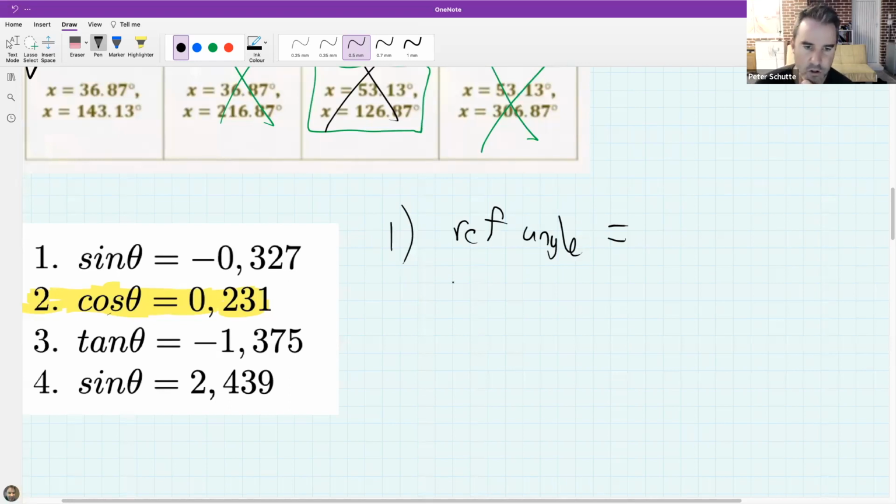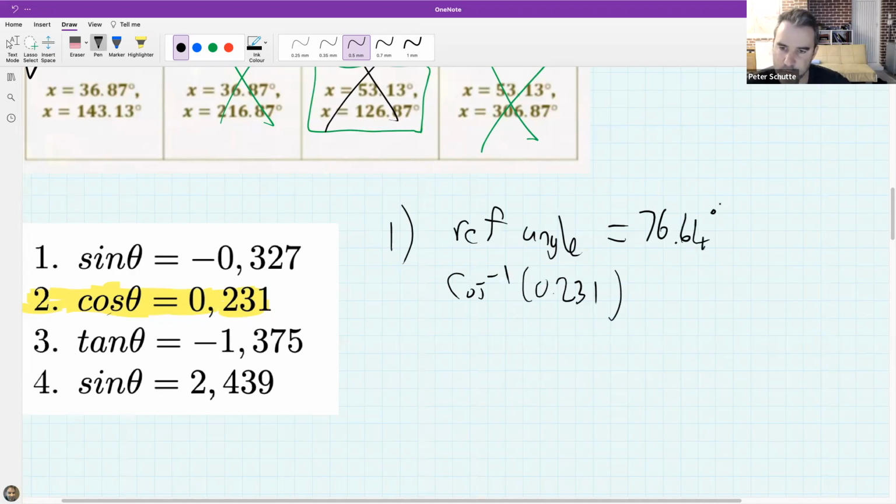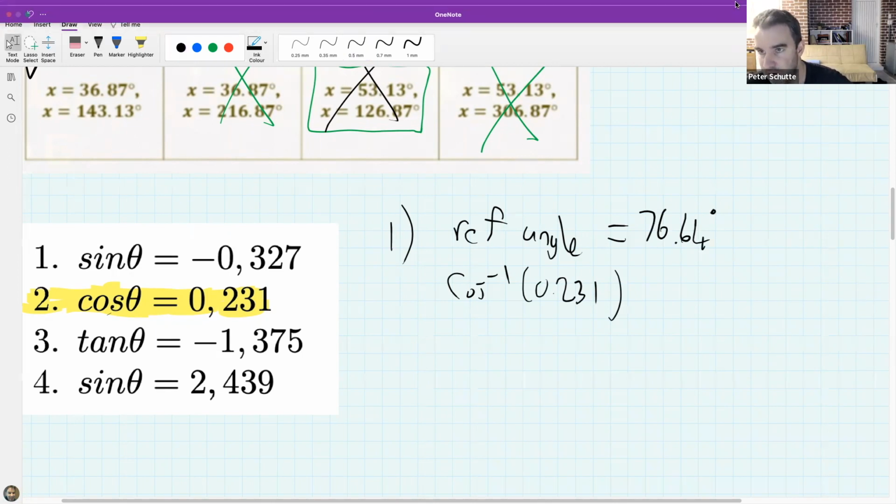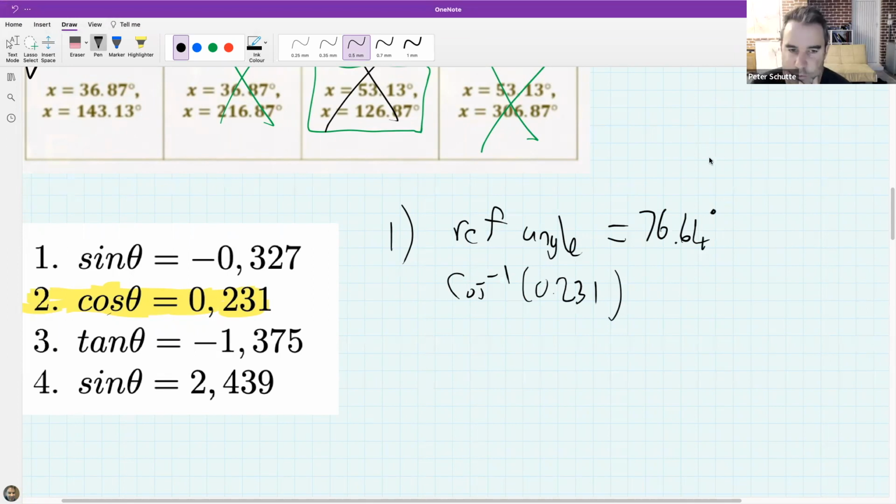So you go in your calculator, you go shift cos or inverse. It kind of looks like that. And you get an angle. What angle are you going to get? Okay, so you get 76.64 is what people are saying in the chat. And if there's a different answer, please let me know, because I want to know if that's correct or not. Okay, fantastic.